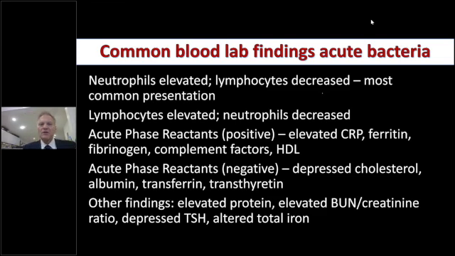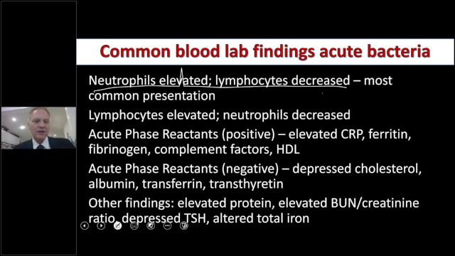All right, so some common labs for acute bacteria. If you have an acute bacteria, here are some of the things that you can see on the labs. Neutrophils high, lymphocytes decreased. Most common presentation, not the only one, like we talked about. Lymphocytes elevated with neutrophils decreased, a few bacteria can do that. And in my experience, you usually find that in GI infections.